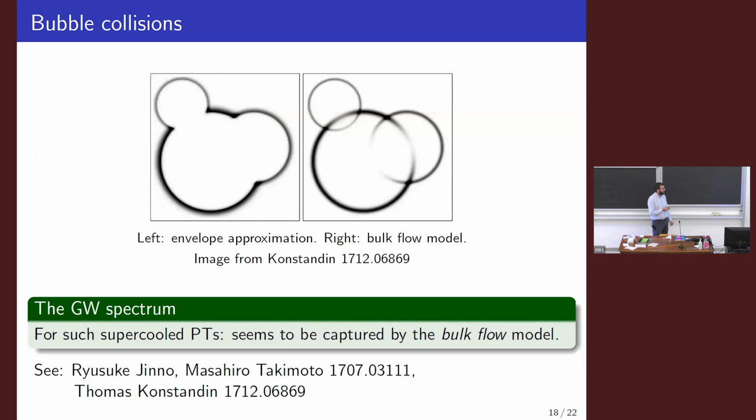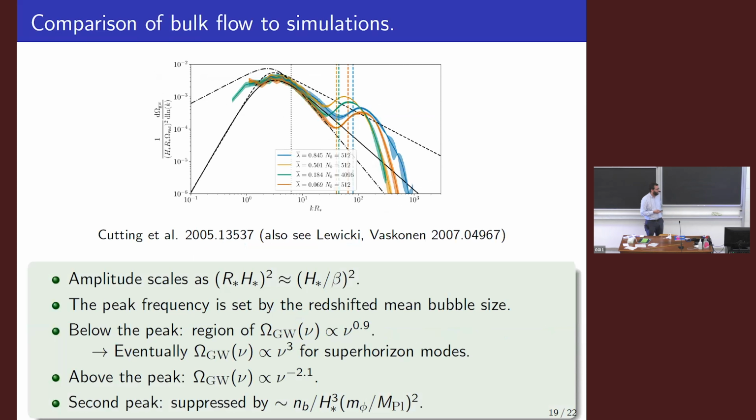What's coming out now in the literature is that for these very strong supercooled phase transitions, the gravitational wave spectrum seems to be captured by the bulk flow model. You can look at this paper by Thomas Konstandin, which, compared to the envelope approximation, takes into account that there's some propagation of shells of the scalar field following the initial collision, and this can lead to some enhancement or changes to the gravitational wave spectrum. And this is backed up by simulations.